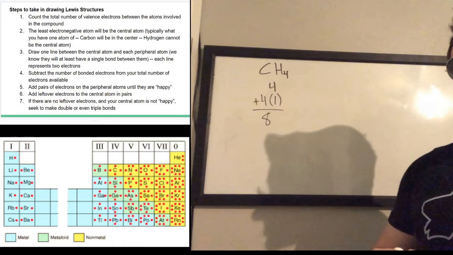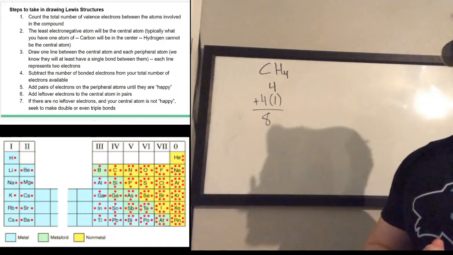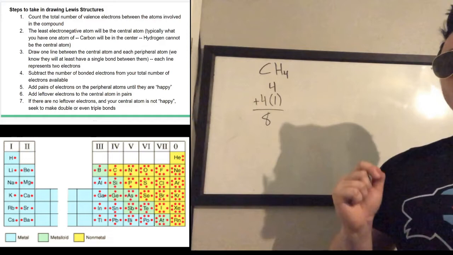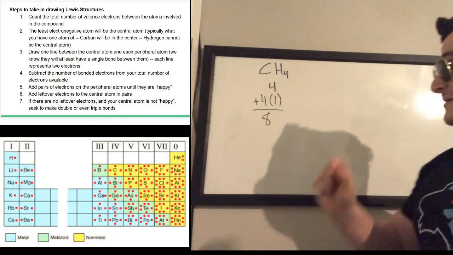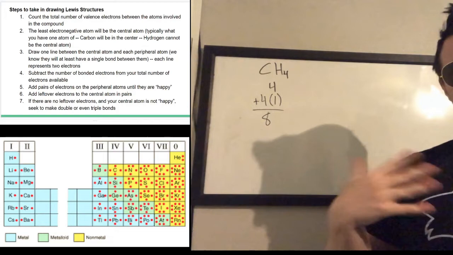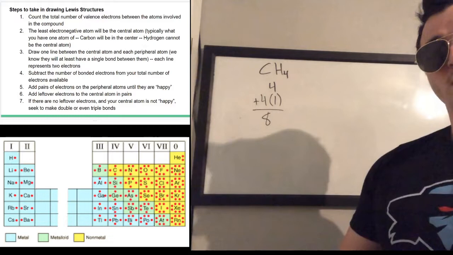The next step says to figure out who your central atom is. Your central atom is whoever your least electronegative element is, unless it's hydrogen. Hydrogen can never be the central atom because he only wants one bond. He only wants two electrons. Carbon, pretty much rule of thumb, if you ever have carbon, carbon's going to be in the middle. And the reason why is carbon wants four bonds, which makes him a perfect central atom. So, rule of thumb, hydrogen can never be in the center, and carbon pretty much always is in the center.